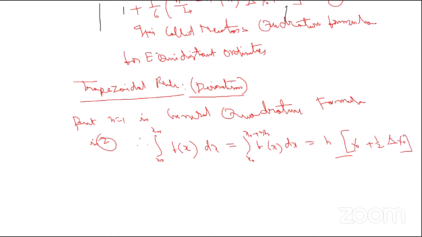That equals h times (y naught plus 1 by 2 (y1 minus y naught)), that equals h by 2 times (y naught plus y1).